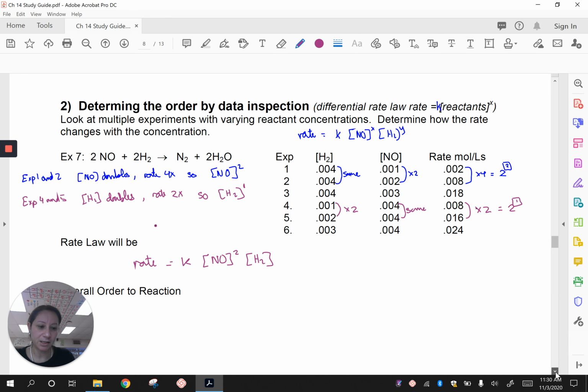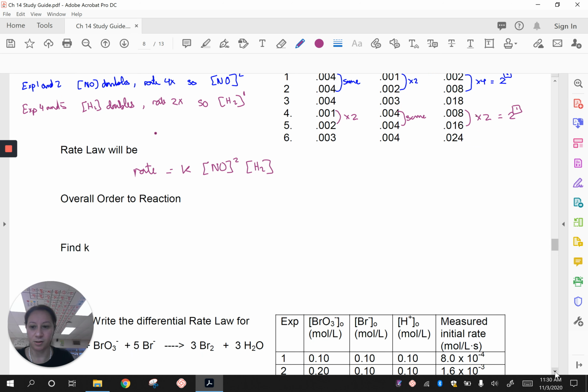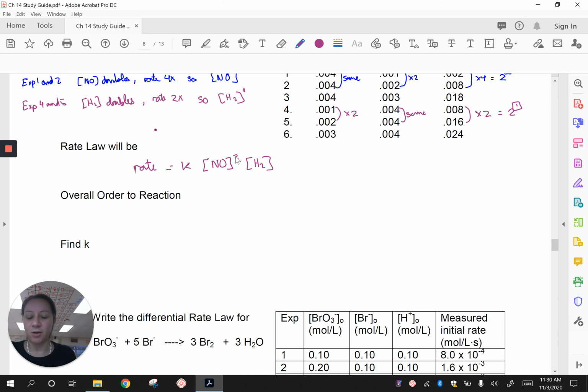So I inspected the data and saw how the rate changes based on the changes in the concentration. What is the overall order of the reaction? The overall order means if I add up the order with respect to all my reactants together. So this is second order with respect to NO, and first order with respect to the H2, that's, if you don't have anything there, that's a 1, right? And so it is third order overall, or order is equal to 3.